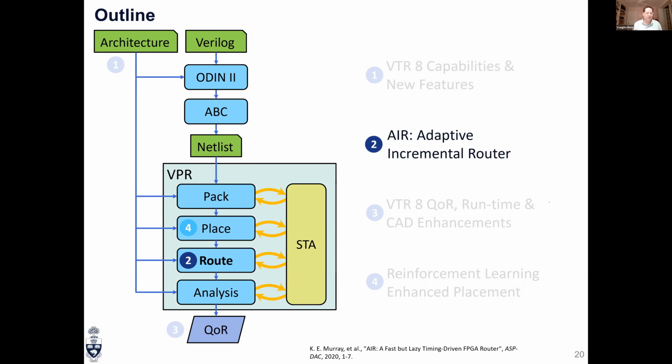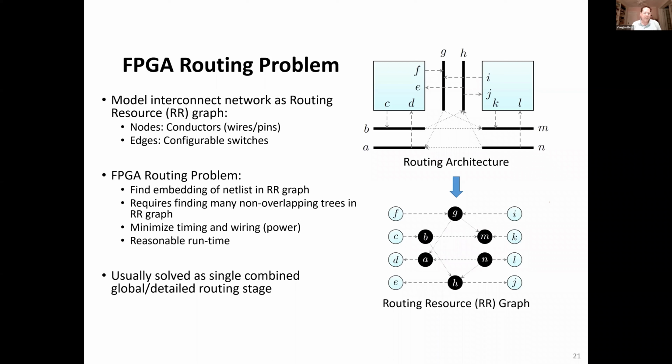One of the things we did in VTR 8 is put quite a bit of effort into the router, trying to make it faster. So we gave it a name, AIR, or Adaptive Incremental Router. For those not familiar with it, the FPGA routing problem is generally modeled as a graph. I just talked about that routing resource graph. The nodes in that graph are conductors, so they can be wires like this, or they could be pins, so inputs and outputs of various blocks. And the edges are the configurable switches, or as I mentioned, we now also have the ability to model non-configurable switches, which are buffers that you can't turn on or off, or metal shorts to make more complicated wire shapes.